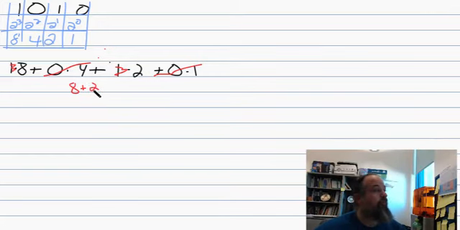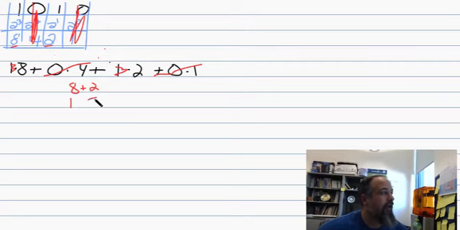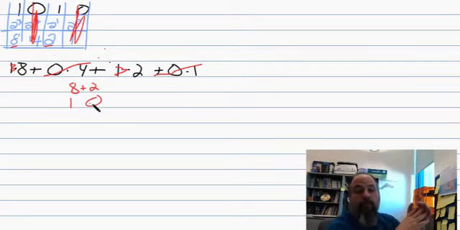So instead of writing this whole thing out, why don't I just cross off the 0 columns and add up what's left? 8 plus 2, and the answer is 10. So in decimal, this is 10. 1010 is 10. Let's do another one for clarity.